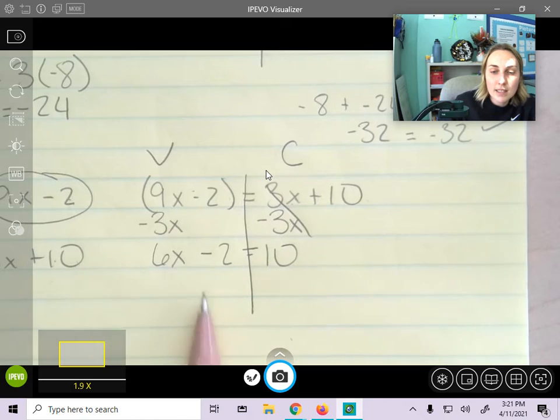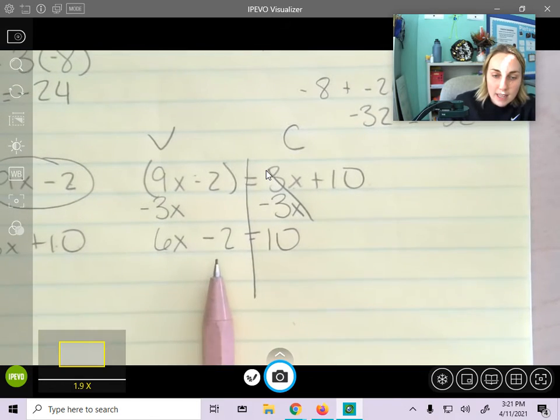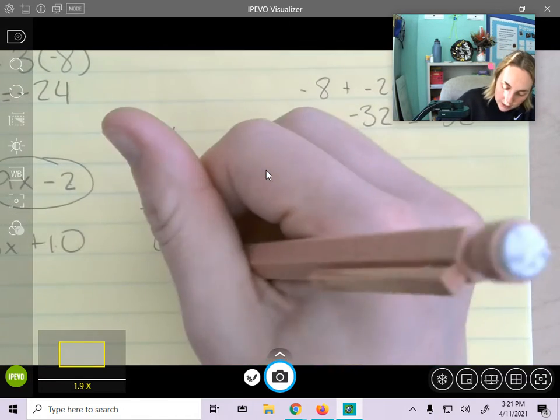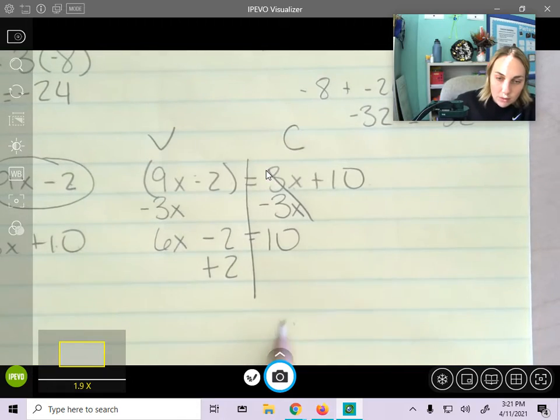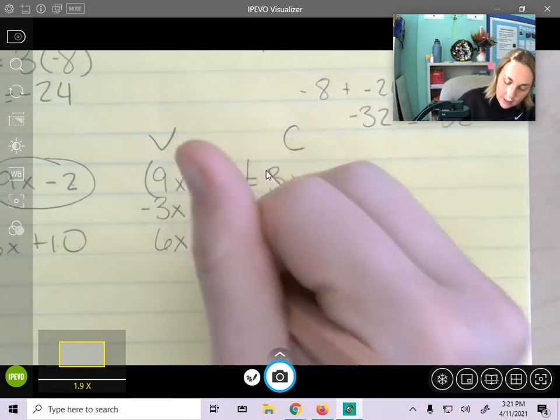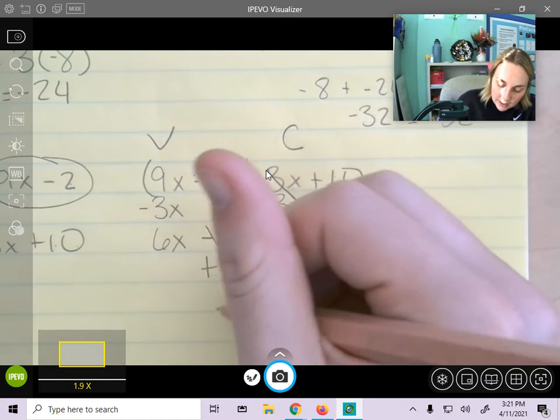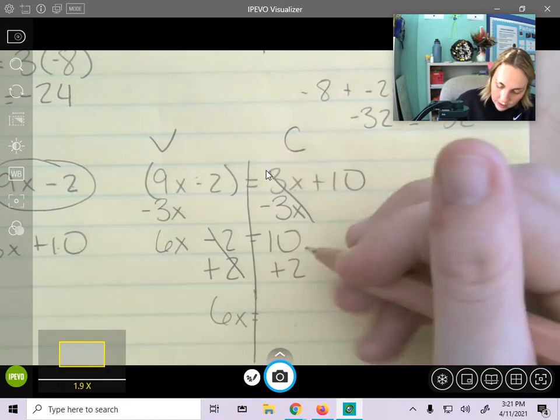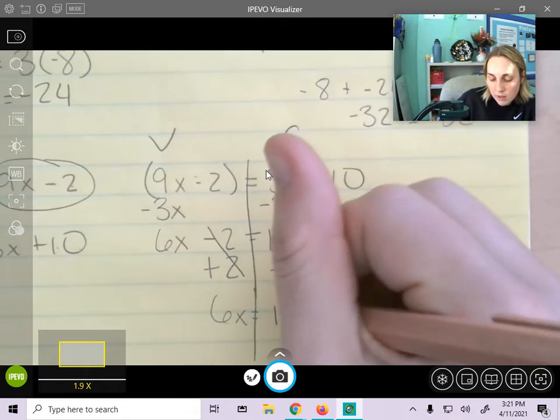Now I'm going to move my constants over here. To move a negative 2, I got to do the opposite, which is positive 2. And whatever I do on one side, I have to do on the other side as well. These cancel out. They're opposites. I'll bring down this 6x though. 10 plus 2 is going to give me 12.